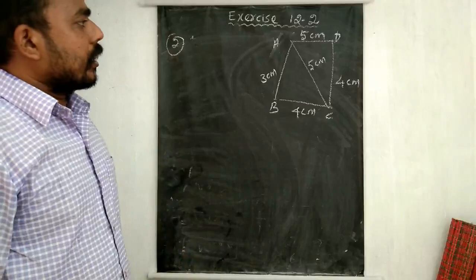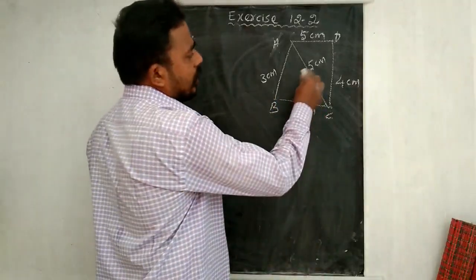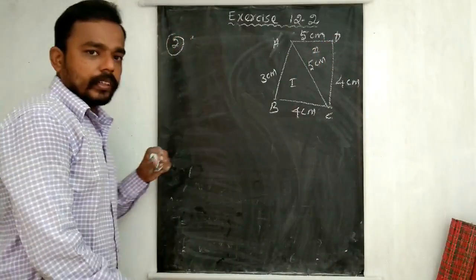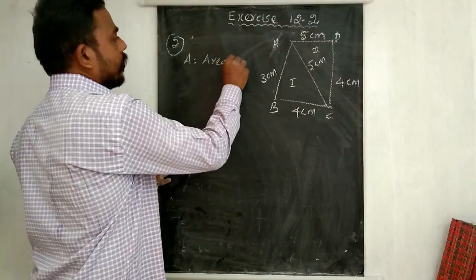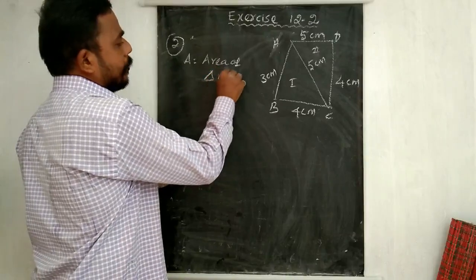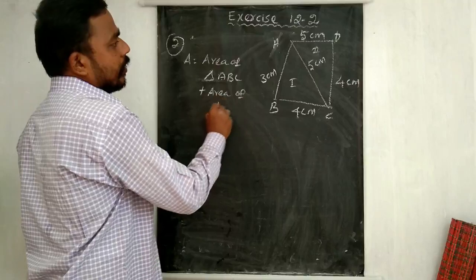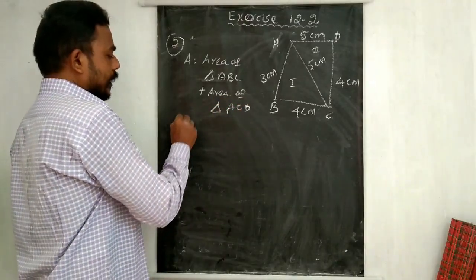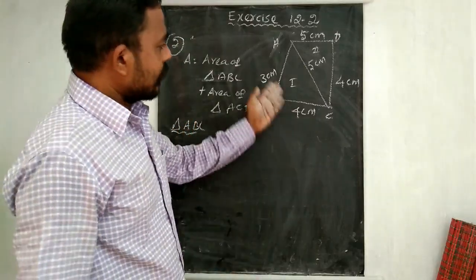Here, all the side values are already given, so I can introduce triangle 1 and triangle 2. The area of the quadrilateral equals the area of triangle ABC plus the area of triangle ACD. For triangle ABC, consider the sides 3, 4, 5.